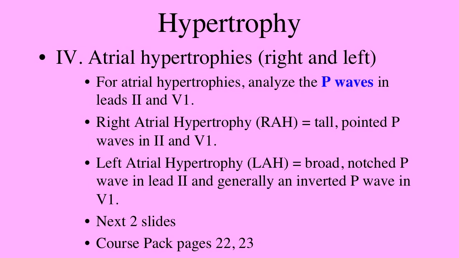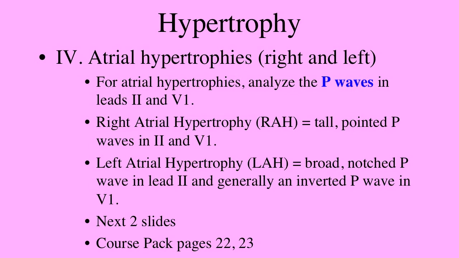They have a certain shape or morphology. We use the word morphology a lot in EKG, meaning the shape of the wave. And they have a certain look that you can have for the diagnosis. Right atrial hypertrophy, often called RAH, has tall pointed P waves in leads 2 and V1. Let's look at an example right now on page 22 in the course pack. You can see that there's an arrow and you have a real tall P wave. And if you look at the 12 lead, there are also tall P waves in leads 2 and V1. They're often kind of pointed too. That's right atrial hypertrophy.